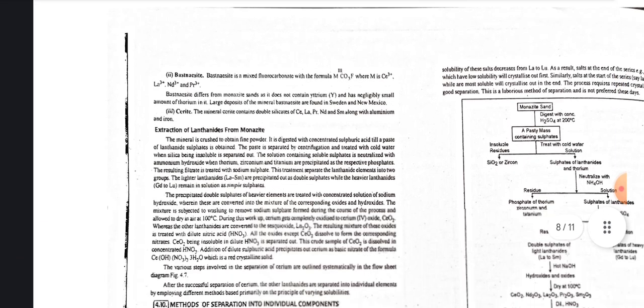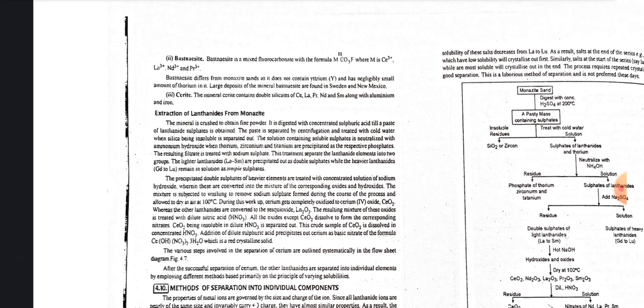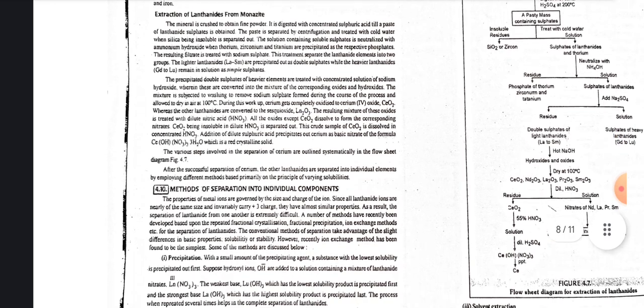A number of minerals containing lanthanides are also known. Some of the important minerals are monazite and xenotime. Extraction of lanthanides from monazite: the mineral is crushed to obtain a fine powder. It is digested with concentrated sulfuric acid till a paste of lanthanide sulfates is obtained. The paste is separated by centrifugation and treated with cold water. When silica, being insoluble, is separated out, the solution containing soluble sulfates is neutralized with ammonium hydroxide.